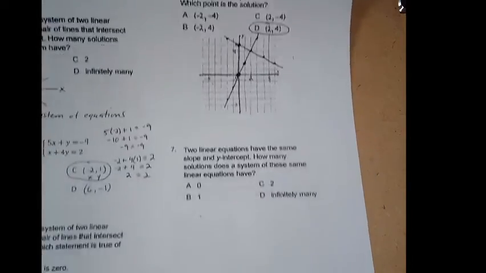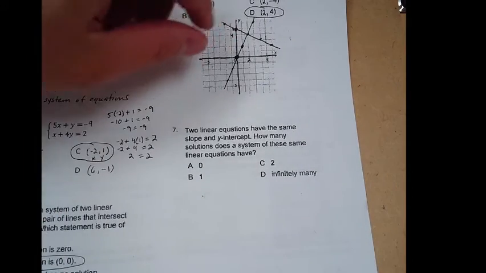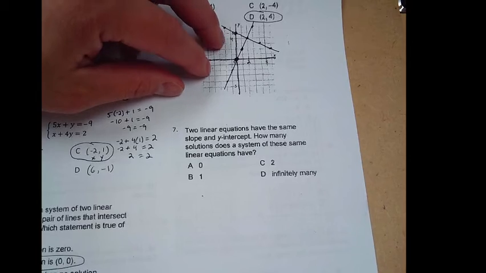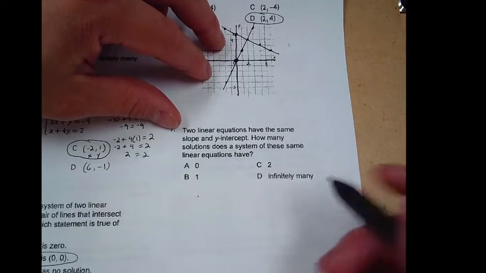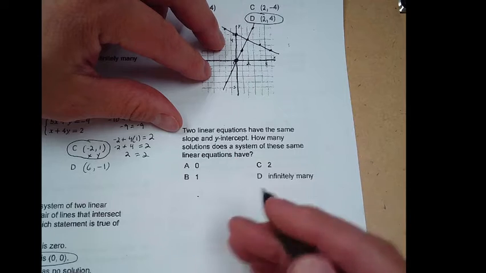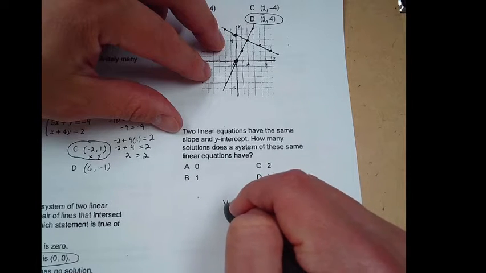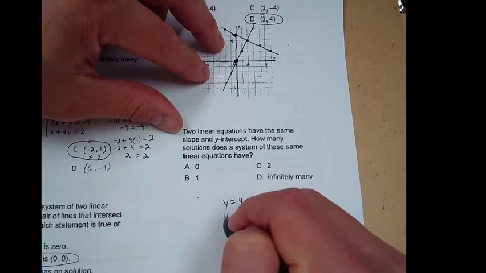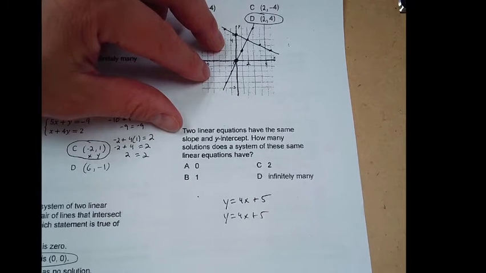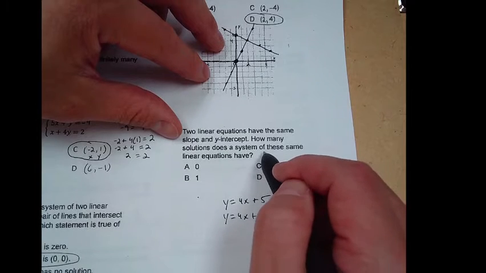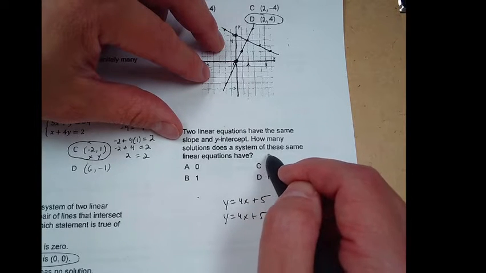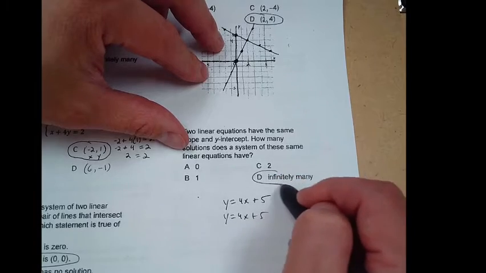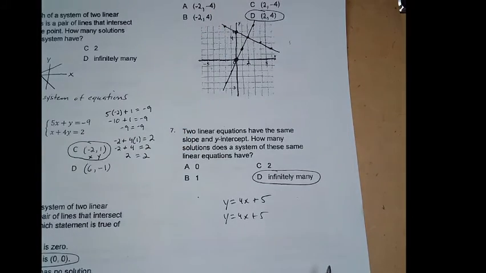Okay, number 7. Two linear equations have the same slope and y-intercept. So let's write two equations where they have the same slope and y-intercept. Y equals 4x plus 5, and the second one, y equals 4x plus 5. Well, those are the same lines. So how many solutions does a system of these same linear equations have? Same line. It's one line right on top of the other. They're going to share many common points.